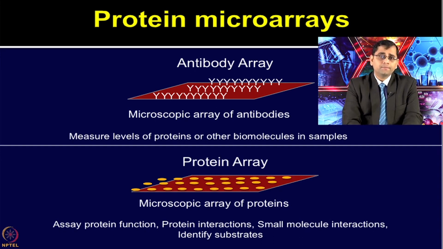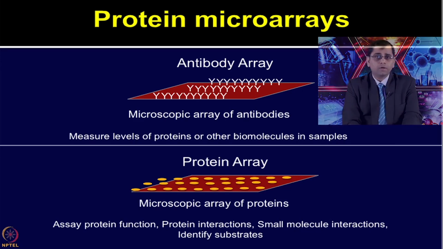So, antibody arrays print thousands of antibodies on the chip surface, and they have been used to measure the proteins or biomolecules in different samples to compare control versus experimental conditions and look at their abundance or protein expression. In the test protein arrays, the proteins are spotted, not the antibodies, as we talked about in the earlier case.